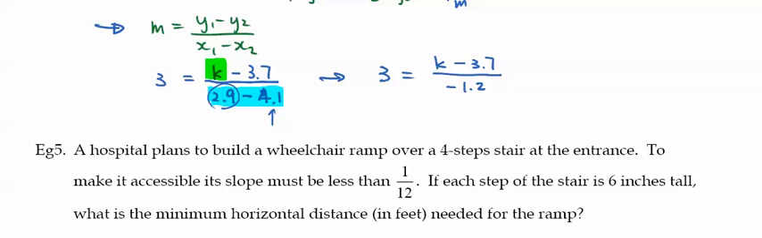What's next? We are still trying to solve for this, but what else can you do? Times negative 1.2 to the other side. That's how we can get rid of the denominator.